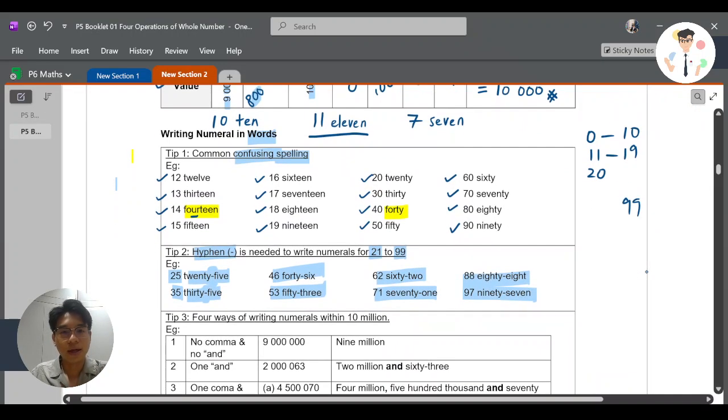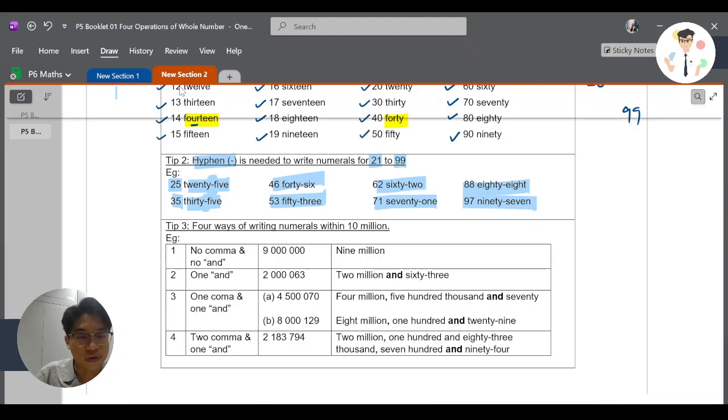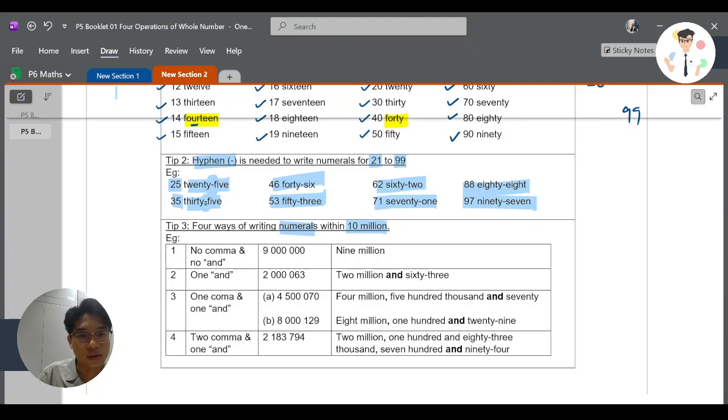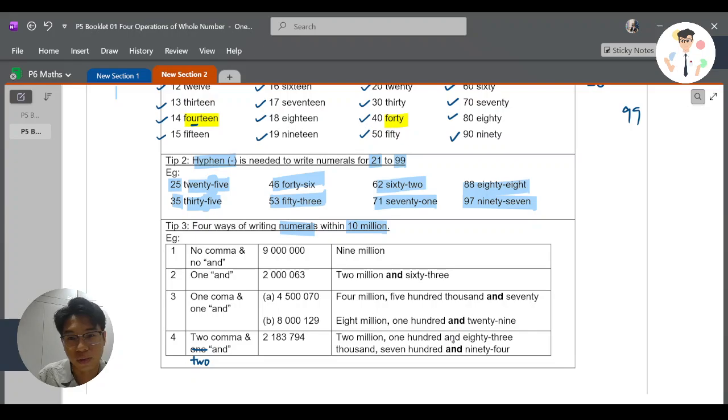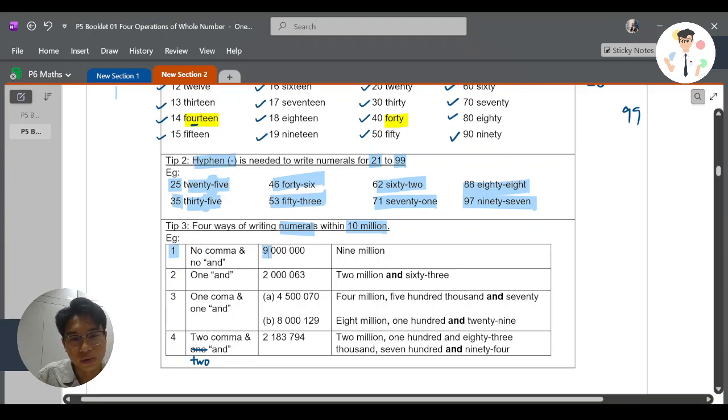Okay? Next one. When I enlarge it to make it big, this is the part that is a bit confusing. Now, we are learning how to write numerals up to 10 million. Okay? Just to make some small changes here. Okay, this should be both. Let's look at the first one first. First one is very simple. If I give you a number like this, you know it's what? Just 9 million.